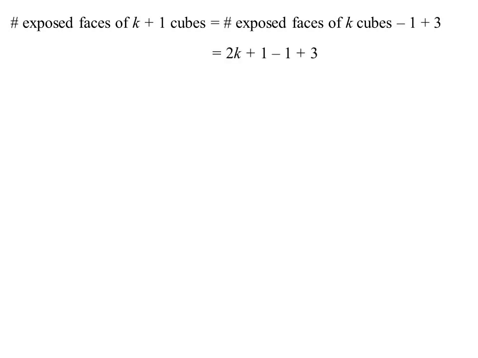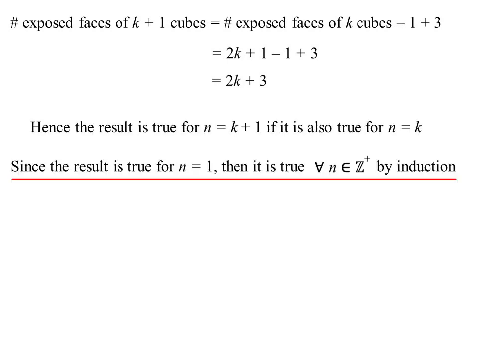So it's 2k plus 1 minus 1 plus 3, 2k plus 3. And that was what we wanted to prove. So using pictures to do my explanation. Hence it's true, etc, etc, etc.